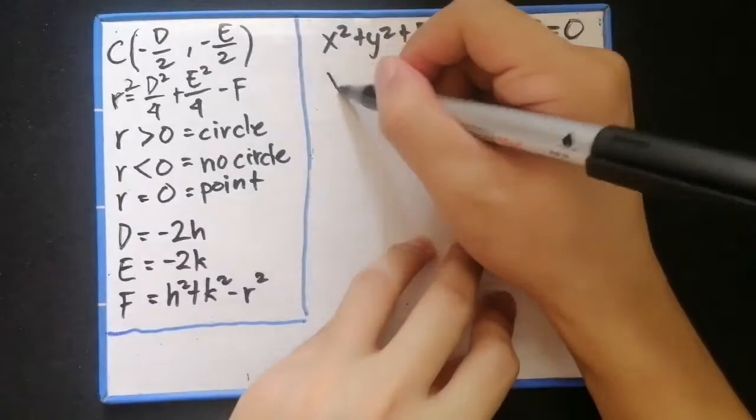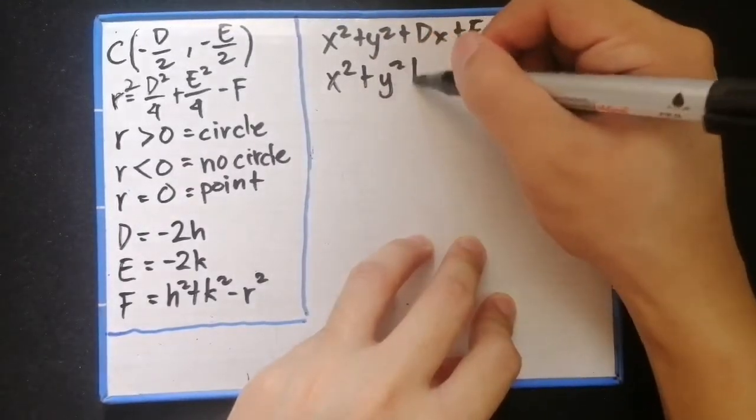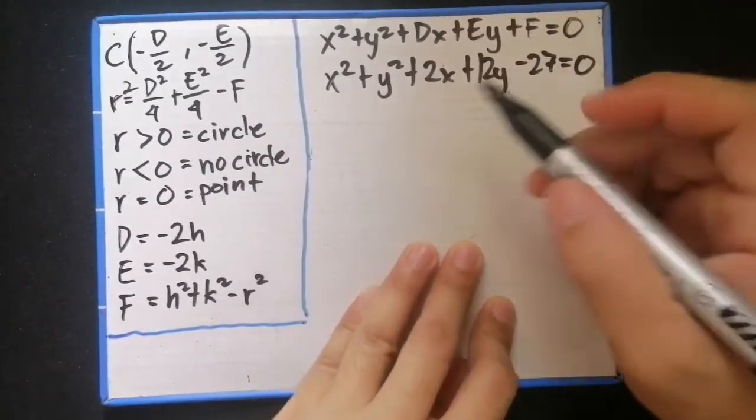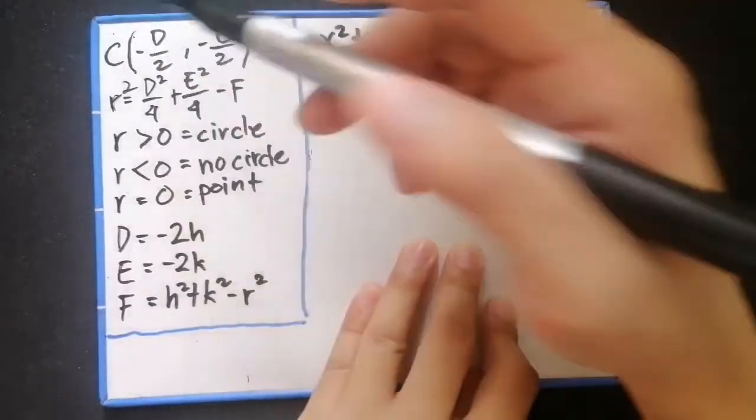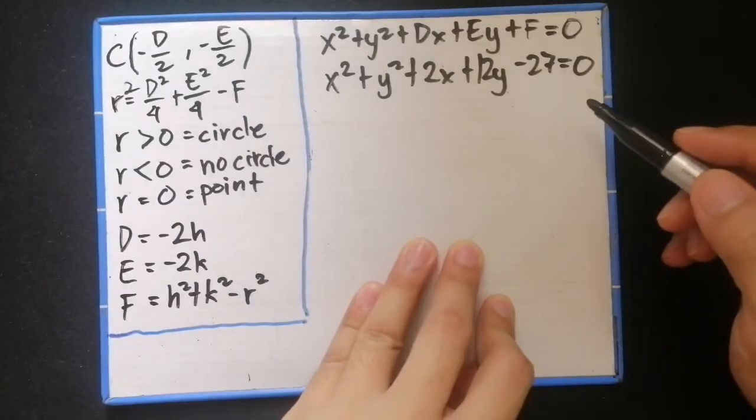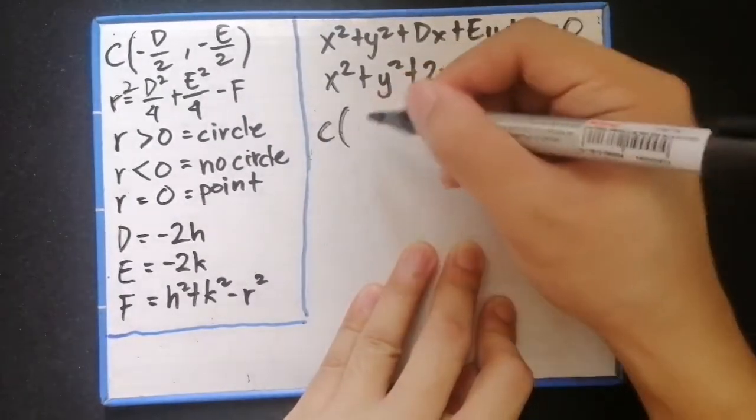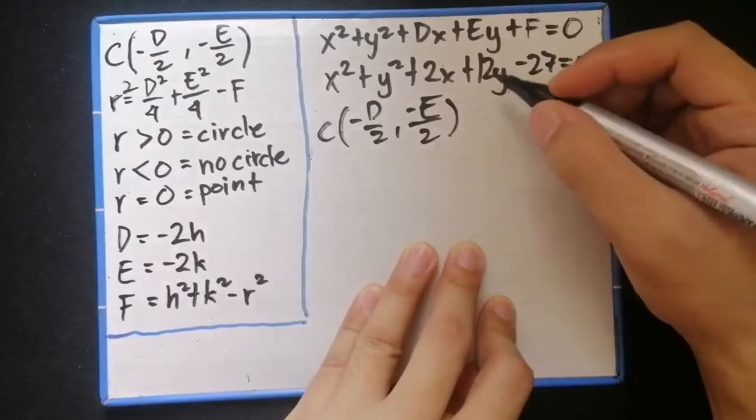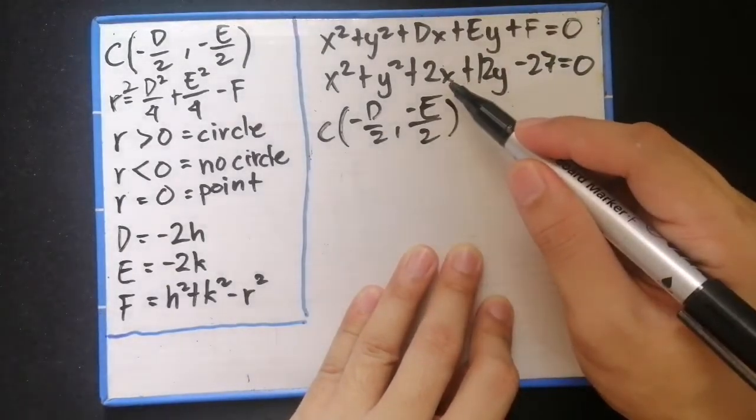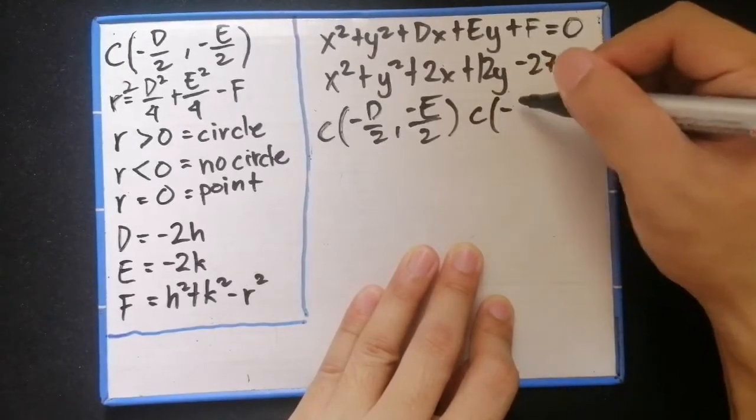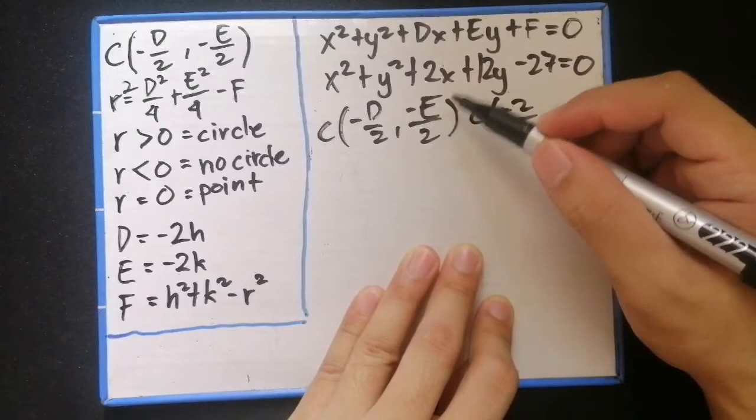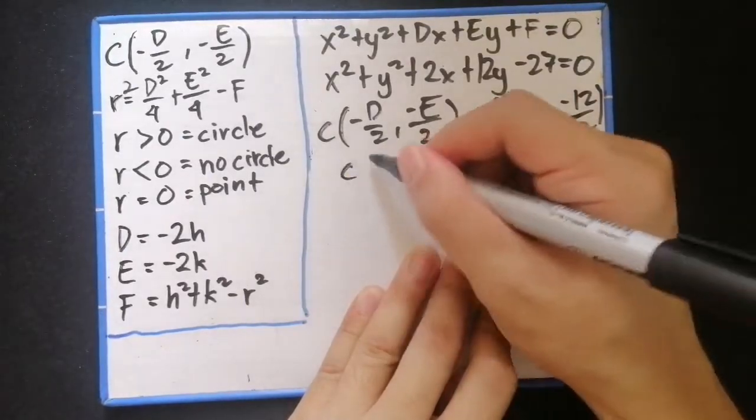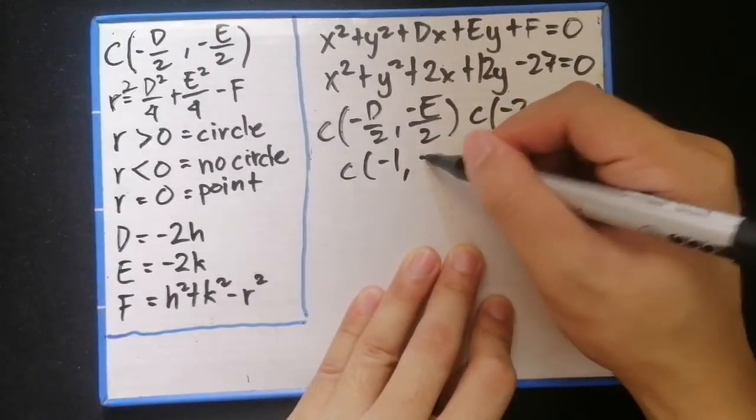Let's try this. x squared plus y squared plus 2x plus 12y minus 27 is equal to 0. So let's use these shortcuts to determine the center first. So this is the general form of the equation of the circle. Let's find its center. So center with the coordinates negative d over 2, negative e over 2. So let's just substitute. What is our d? D is the coefficient of x. So negative 2 over 2. And e is the coefficient of y. So negative 12 over 2. So our center is negative 1, negative 6.